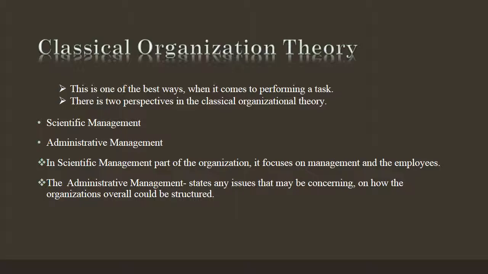Classical organization theory. This is one of the best ways when it comes to performing a task within an organization. There are two perspectives in the classical organization theory, and that is the scientific management and the administrative management. In the scientific management part of the organization, it focuses on the management and the employees. The administrative management states any issues that may be concerning on how the organization overall could be structured.